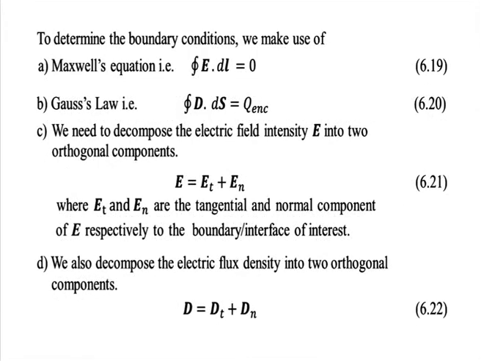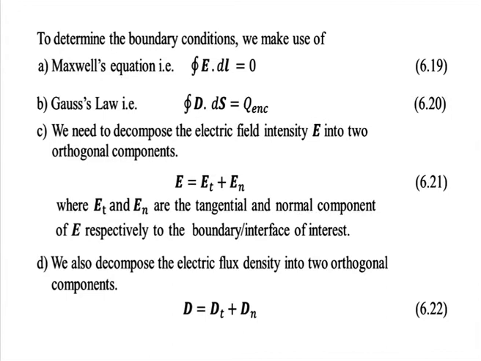To determine the boundary conditions, we shall make use of 4 things. Firstly, we shall make use of Maxwell's equation given by equation 6.19. Secondly, we shall be making use of Gauss's law given by equation 6.20, that is ∮D·dS over the closed surface is equal to Q enclosed.